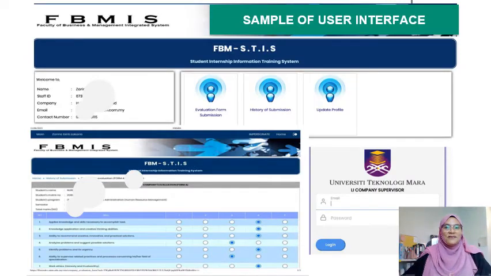This is a sample of the user interface of the FBM-STIS. For your information, FBM-STIS is not a prototype. This is actually the actual system that has been used for almost 3 years by the Faculty of Business and Management. And for your information, this is an in-house system that was developed by one of our team members, Dr. Nurshi Mahumaidi.